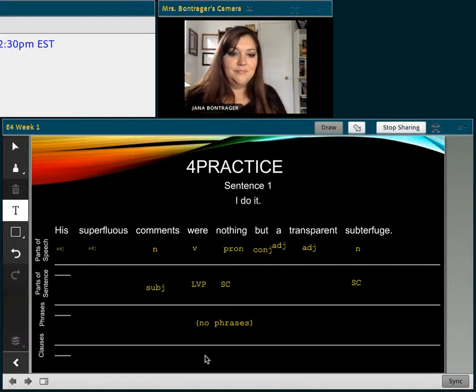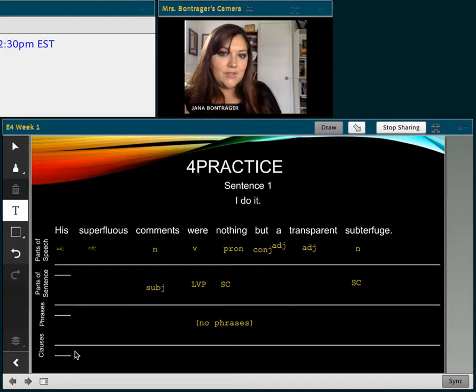Ta-da! Then on the bottom line, this is where we look at the sentence as a whole. We're looking to see, do we have a simple sentence with just one independent clause? Do I have a compound sentence with 2 independent clauses? Do I have a dependent clause in there somewhere? We'll learn all about that in class, but in this sentence, as most of our sentences are in the 4Practice workbook, it is just one simple sentence.